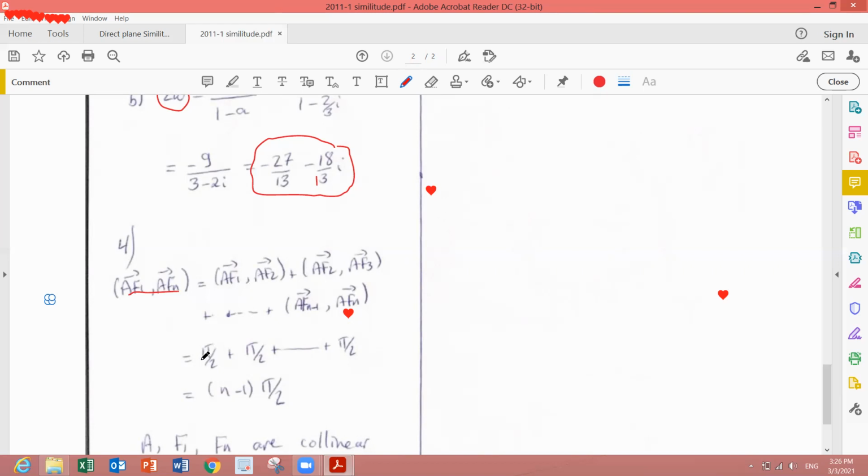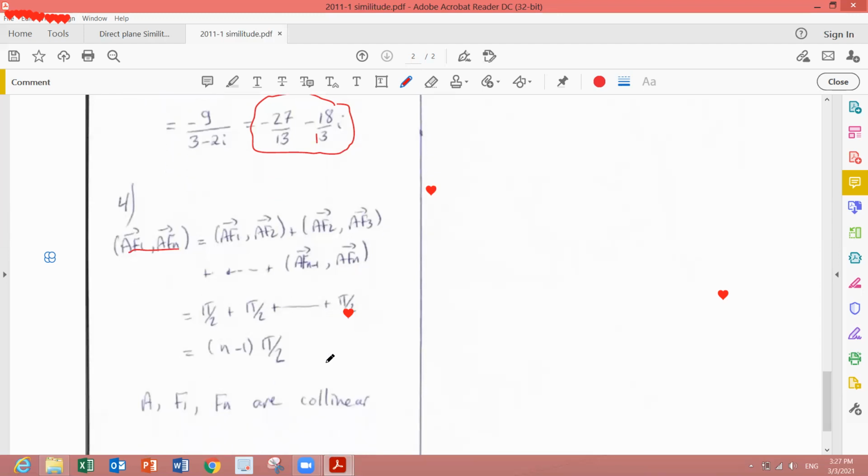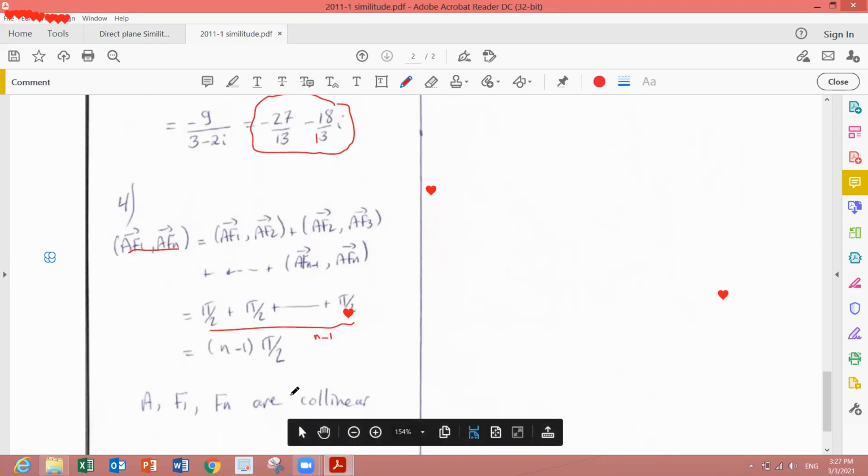So we get pi over 2 plus pi over 2 plus pi over 2, because the image of F1 is F2. Then the angle AF1, AF2 is pi over 2. Here we have pi over 2 plus pi over 2 plus pi over 2, n minus 1 times. So it will be n minus 1 times pi over 2.